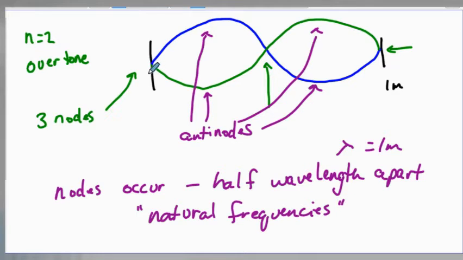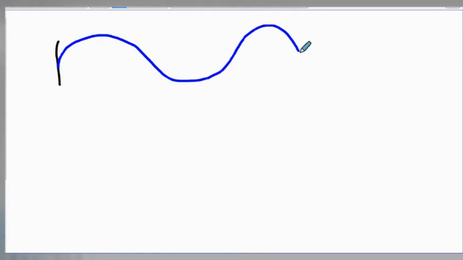Let's see if we can do natural frequency with 4 nodes. Once again, I've got my wall. This time, instead of stopping there, I'm going to go 1 more to there. Once again, this is 1 meter away, trying to keep the distance consistent. When it hits the wall, it reflects, comes down, the wave goes back up.